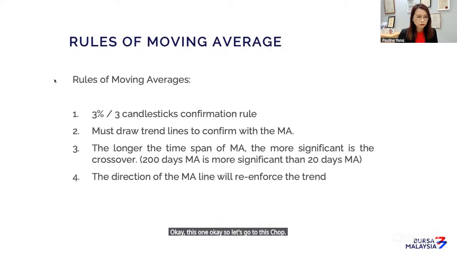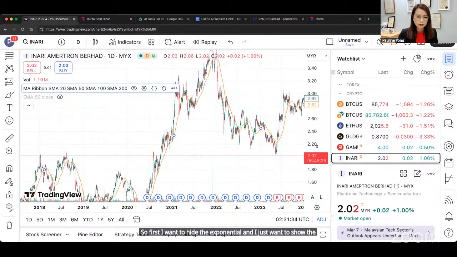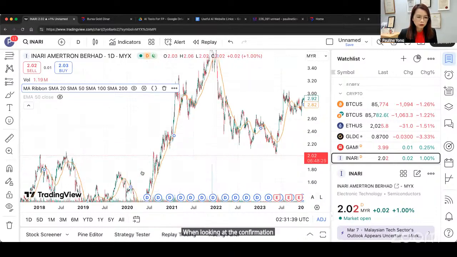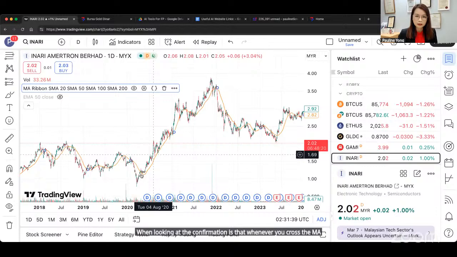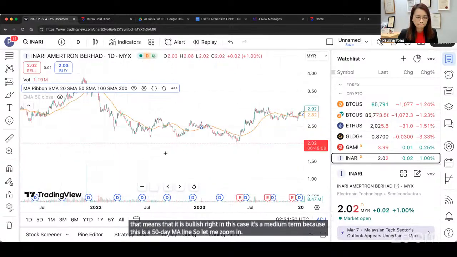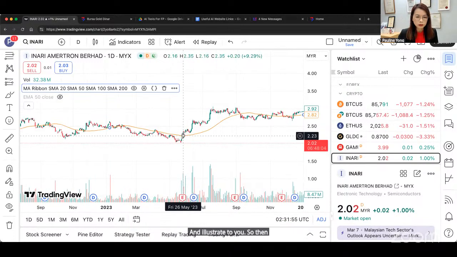So first, I want to hide the exponential, and I just want to show the simple moving average. When looking at the confirmation, whenever you cross the MA line, that means it is bullish, right? In this case, it's a medium term because this is a 50-day MA line. Let me zoom in and illustrate to you. So here, it's bullish. Now we need to confirm. So how do we confirm?